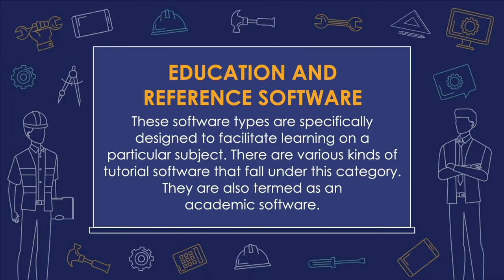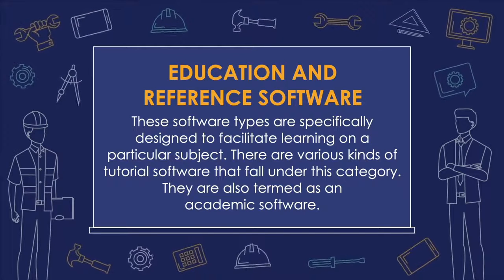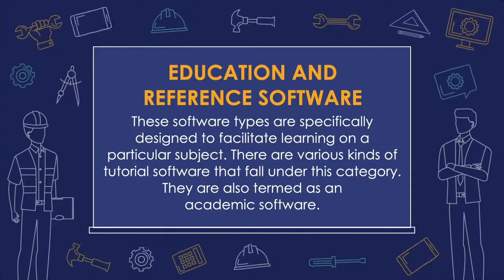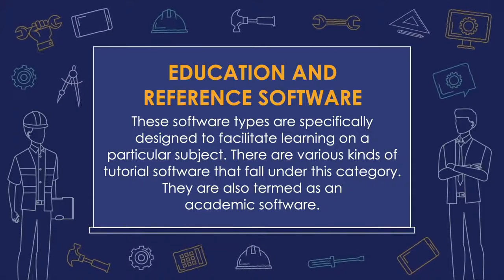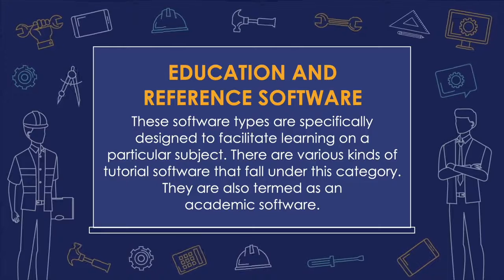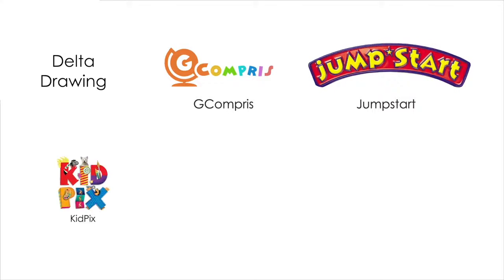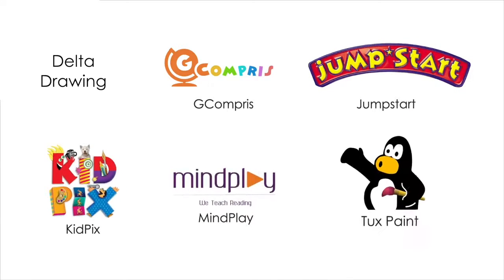Education and reference software. These are software types that are specifically designed to facilitate learning on a particular subject. There are various kinds of tutorial software that fall under this category. They are also termed as academic software. Some examples are Delta Drawing, G-Compress, Jumpstart Titles, KidPix, MindPlay, and TuxPaint.